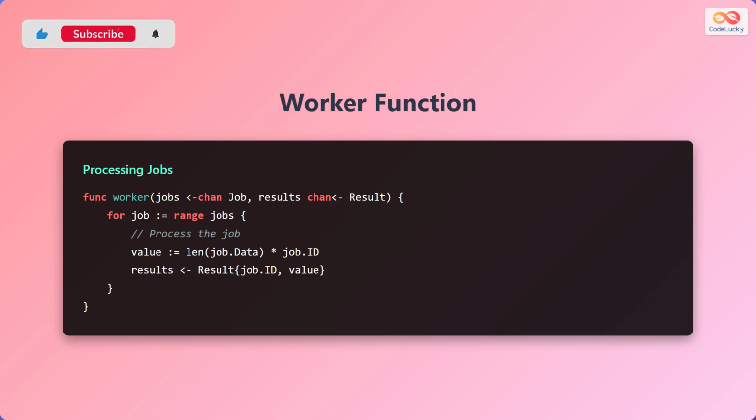Now let's define the worker function, which is responsible for processing jobs. The worker function takes in two channels as input: a read-only channel of type job and a write-only channel of type result. It iterates over the jobs received from the jobs channel, simulates processing by calculating a value based on the job data, and sends the result to the results channel.